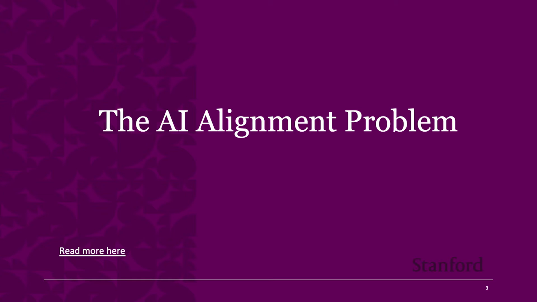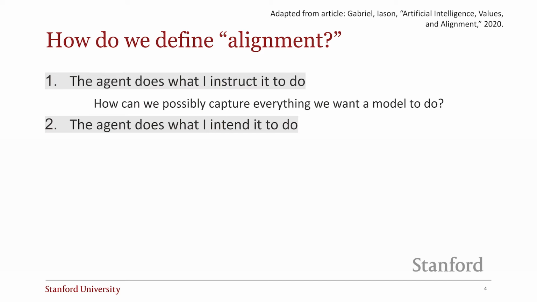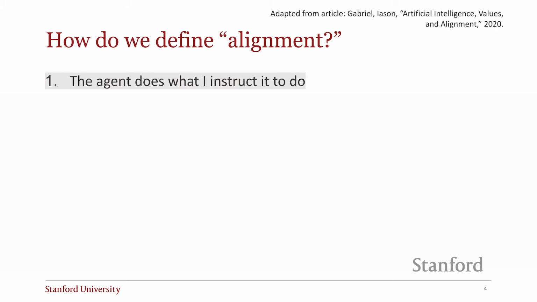Let's begin by talking about the AI alignment problem. The goal of AI alignment is to ensure that AI is properly aligned with human interests. AI misalignment occurs when an AI system is not able to achieve this. So, how do we define what alignment looks like? The first approach could be: the agent does what I instruct it to do. It's simple. I give it a set of instructions and it follows them.